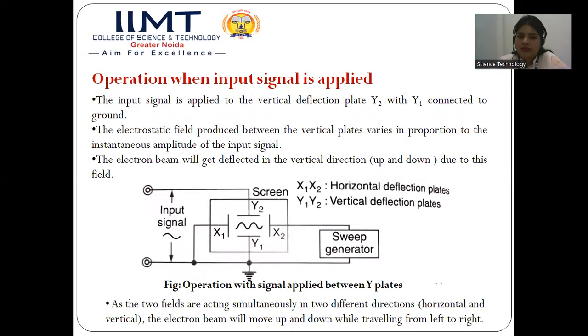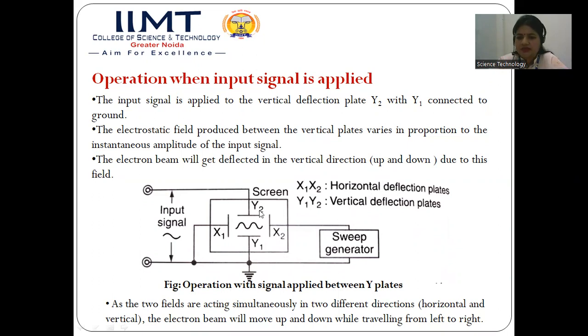Next, let us apply the input signal on the vertical deflection plate. Initially, we considered that we don't have any voltage applied between the vertical deflection plates, so we have no input signal. We have only the sweep generator connected across the horizontal deflection plate. Now let us apply the input signal to the vertical deflection plates. So this is the operation with signal applied between the vertical deflection plates.